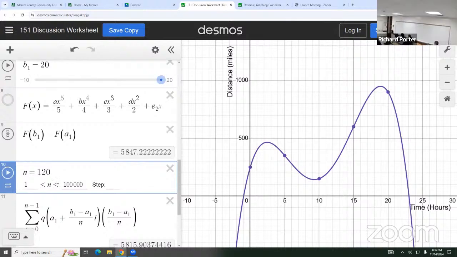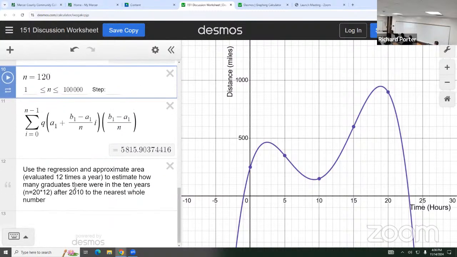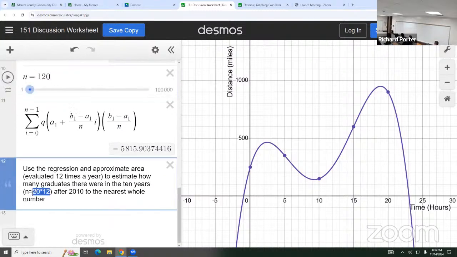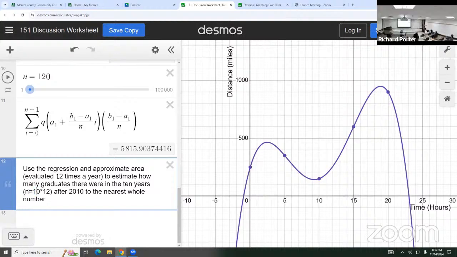I'm doing 12 months here. I'm just adding up 120 rectangles. And that even says right there, n equals 20 times 12. Right? That's wrong, though. 10 years is 10 times 12. Oops. My bad. That's terrible. I have to fix that.